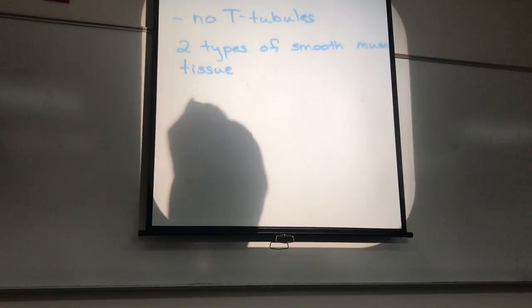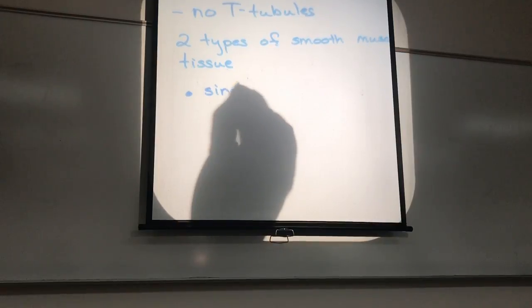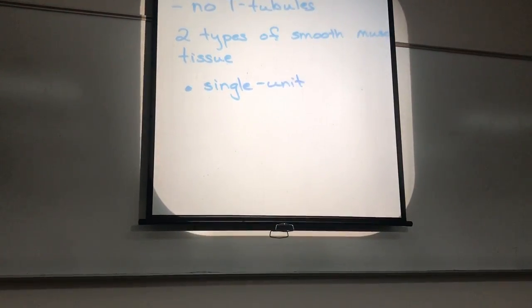One type is called single unit smooth muscle. The individual cells of smooth muscle fibers in single unit smooth muscle are typically connected to each other with gap junctions.